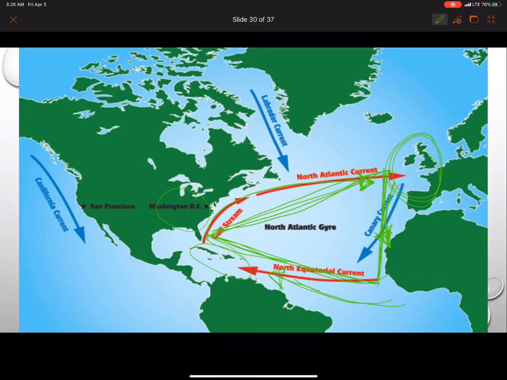Now, they weren't used as much. Some of these sailors were just getting out there and following the stars, but most of them didn't know that there were these currents there that would help propel their ships and get them to their destination a whole lot faster. All right, let's continue.